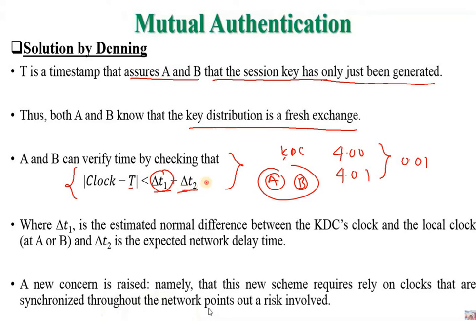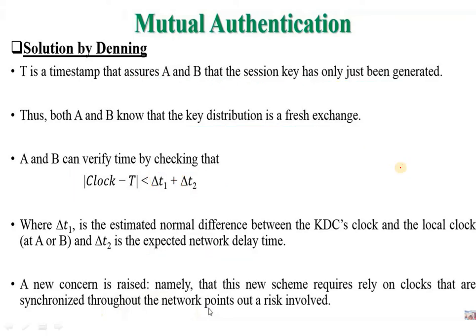Similarly, delta T2 is the expected network delay time. Consider expected network delay like 0.03. So 0.01 plus 0.03 is 0.04, and this value should always be greater than the timestamp difference. Once this condition is satisfied, then it can go for the exchange of session. Okay, but a new concern is raised here. One more problem is raised here.